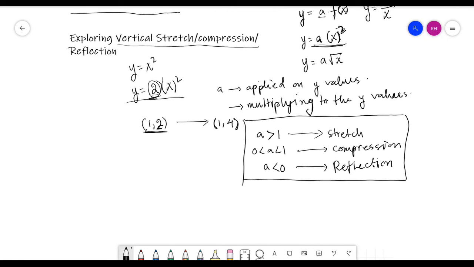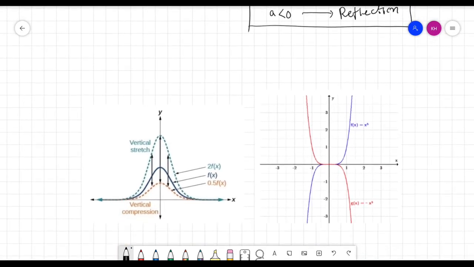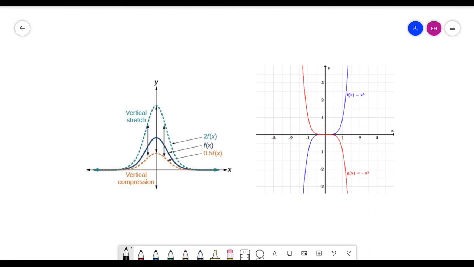Now, I have shown you an example using an ordered pair, but I'm going to show how a transformed graph could look like. So here are a few examples. If we take a look at the graph on the left, we can see that the parent function is f of x, and that is in blue. And if we apply a transformation of 2, we can see a vertical stretch that is shown with the green dotted line. And if we apply a transformation of 0.5, we can see a vertical compression that is shown using the yellow dotted lines.